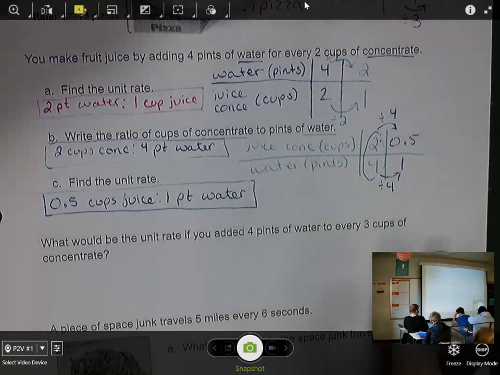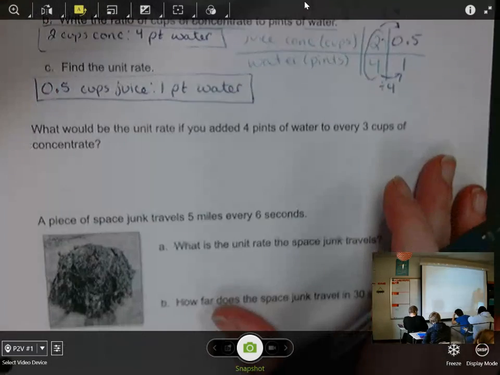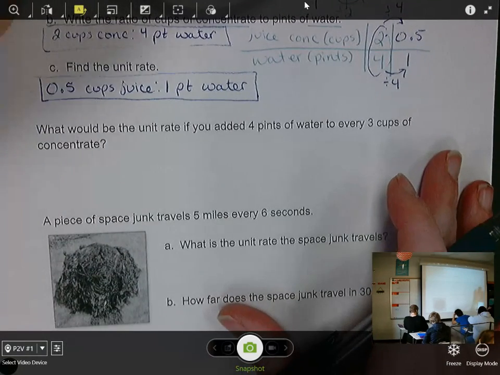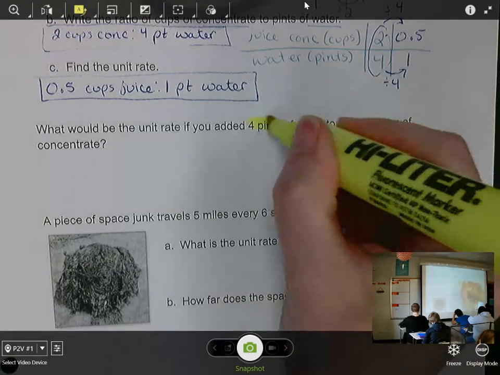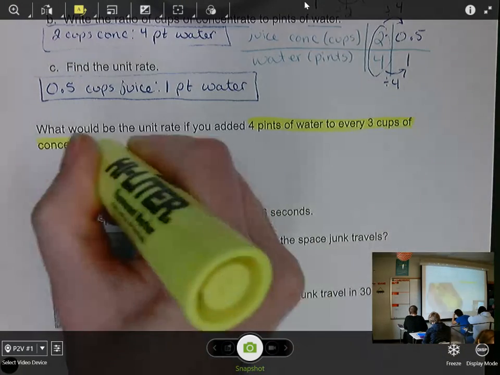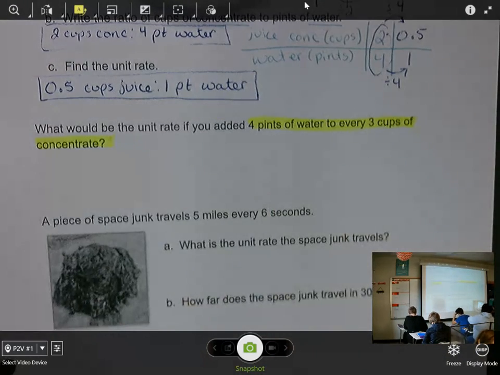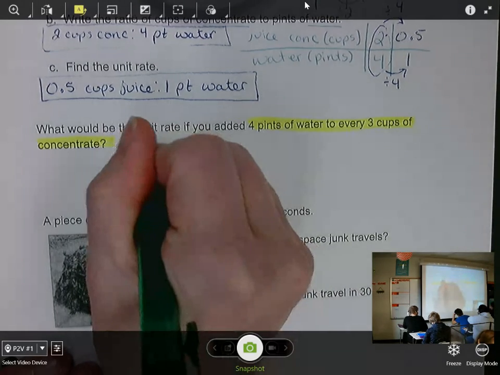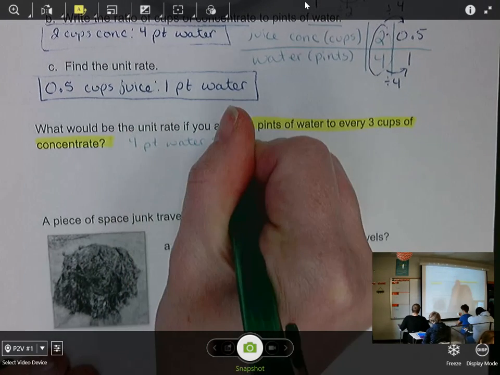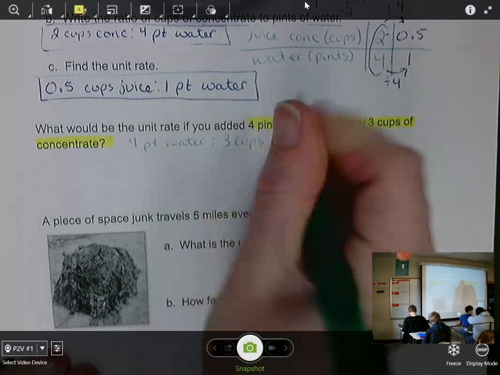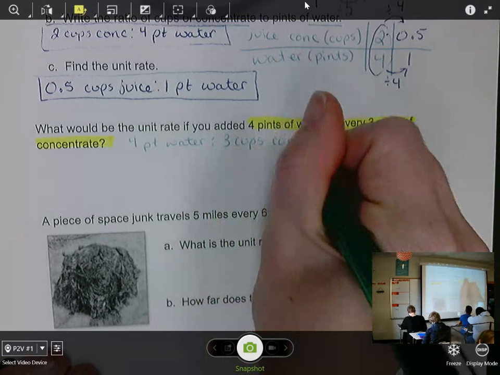All right, next question. What would be the unit rate if you added 4 pints of water to every 3 cups of concentrate? So let me write that as just a regular ratio. It's 4 pints of water to 3 cups of juice concentrate.